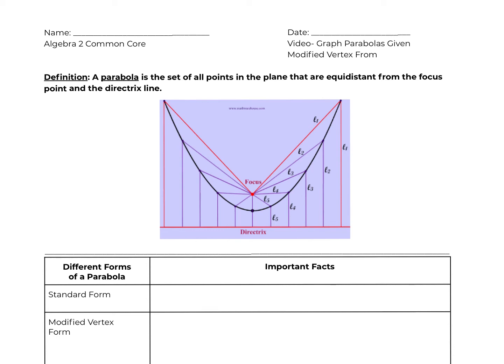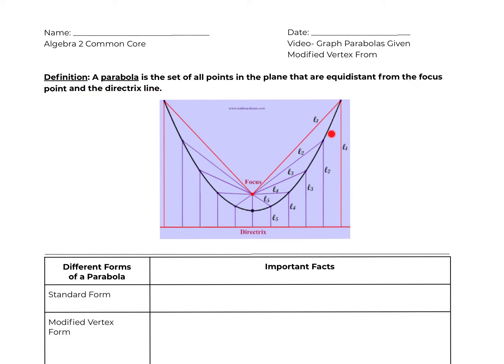Hi everyone. In today's lesson, we're going to talk about graphs of parabolas in an equation called modified vertex form. So we can define a parabola as the set of all points in a plane that are equidistant from the focus point and a directrix line.